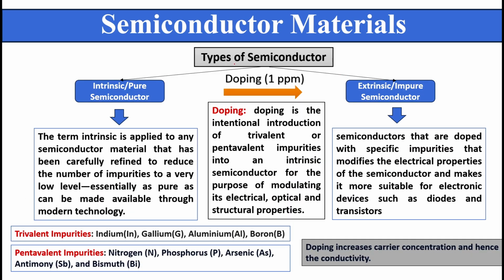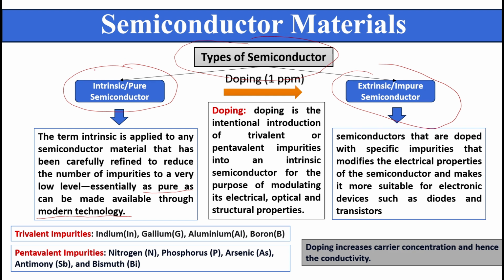The next topic is types of semiconductor material. It is majorly classified into two types: one is the intrinsic semiconductor, another is the extrinsic semiconductor. Intrinsic semiconductor is the purest form of semiconductor. The term intrinsic is applied to any semiconductor material that has been carefully refined to reduce the number of impurities to a very low level, essentially as pure as can be made available through modern technology. So an intrinsic semiconductor is the purest form of semiconductor obtained by today's modern technology.